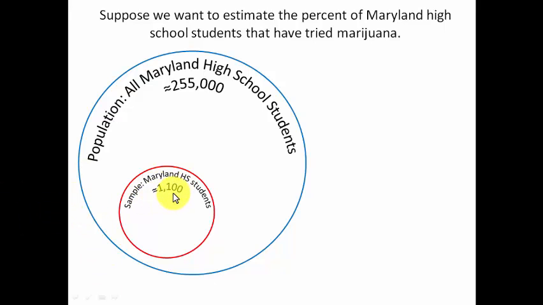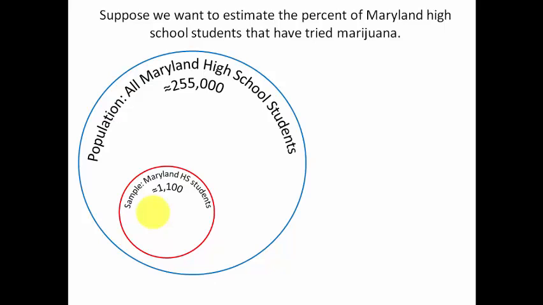Now, believe it or not, 1,100 is enough, and we'll talk about this later when we get into our third module, but 1,100 students are enough to survey in order to get a really good idea of how all Maryland high school students would respond when they were asked this question.